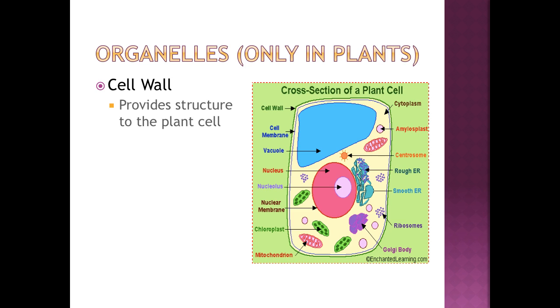Now, there are a couple of organelles that are only found in plant cells. That means they are not found in animal cells. One of the two includes the cell wall. The cell wall provides structure to the plant cell. It is on the outermost part of a plant cell. So it's the green outline in this diagram that's labeled cell wall. Then on the inside of that cell wall is the cell membrane.